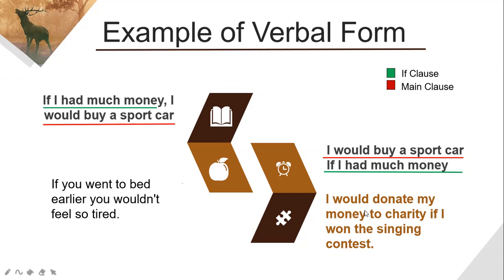Result clause. Result clause, that's correct. How do you know it's a result clause? Because there is past future, sir. There is a past future there, and then we don't use if, right? Past future would. I would donate my money to charity, and then if I won the singing contest. What is the present of won? Win, sir. Win, that's correct. Yeah, if I win the singing contest. Okay, so now you understand? Yes, sir.